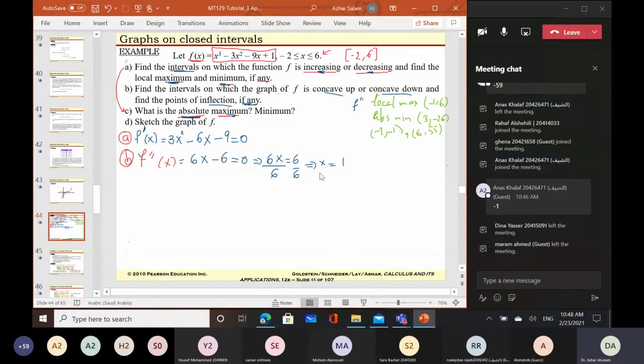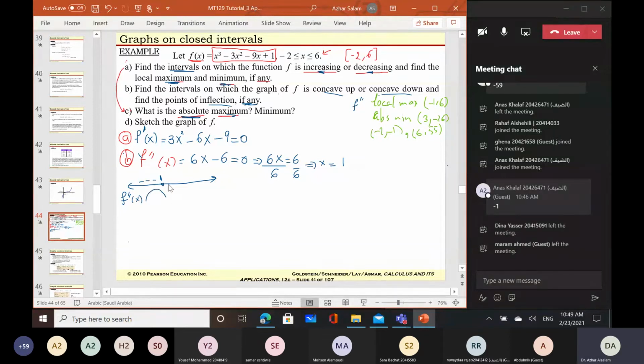Okay, this could be an inflection point. To find if it's an inflection point or not, I will test the sign of the second derivative at the right and left of x equal to 1. This is 1, and now I will test the second derivative sign. I choose any number greater than or less than 1, but it has to be inside this interval. For simplicity I'll choose here 0. أسهل رقم على يسار الواحد ممكن يكون 0. And substitute it here. It will be minus 6. So here it will be minus. It will be concave down.